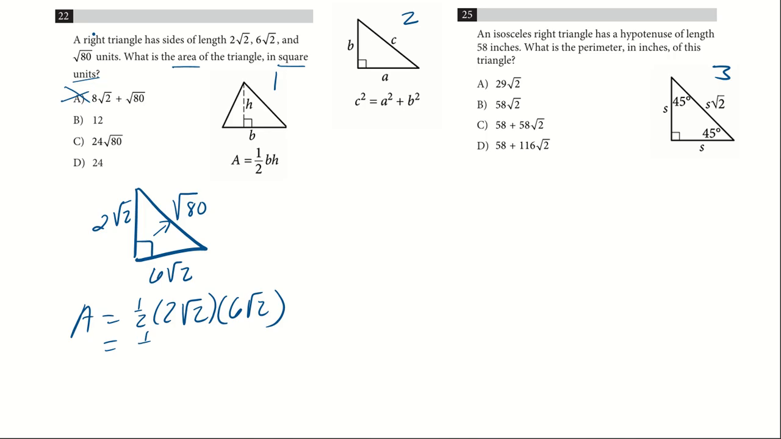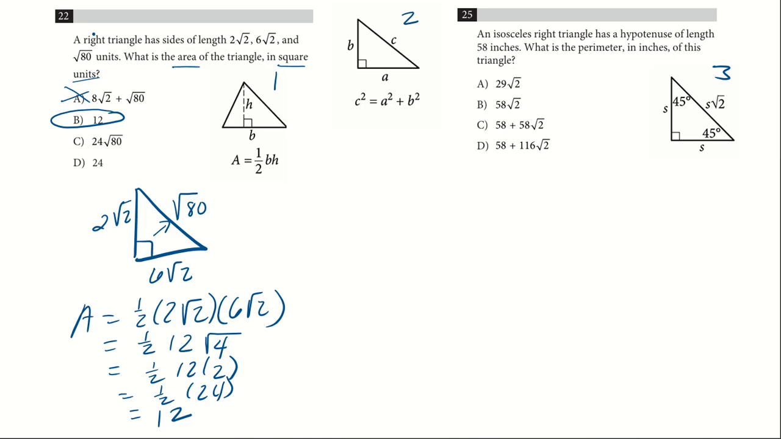And I'm just going to go ahead and multiply. 2 times 6 is 12. And then I'm going to multiply square root of 2 times the square root of 2, which gives me the square root of 4. And we know the square root of 4 is 2. And 12 times 2 is 24. Half of 24 is 12. So my area is 12. Another trick answer, that 24 would mean that you forgot to take half of the base times the height. Okay. Not too bad on that one.